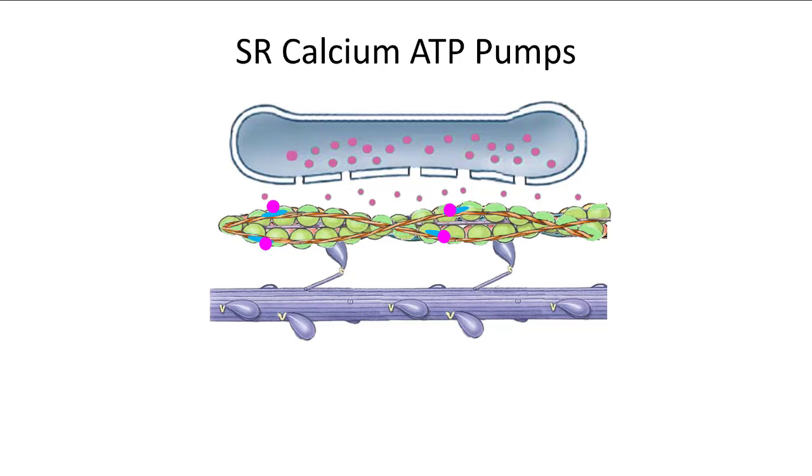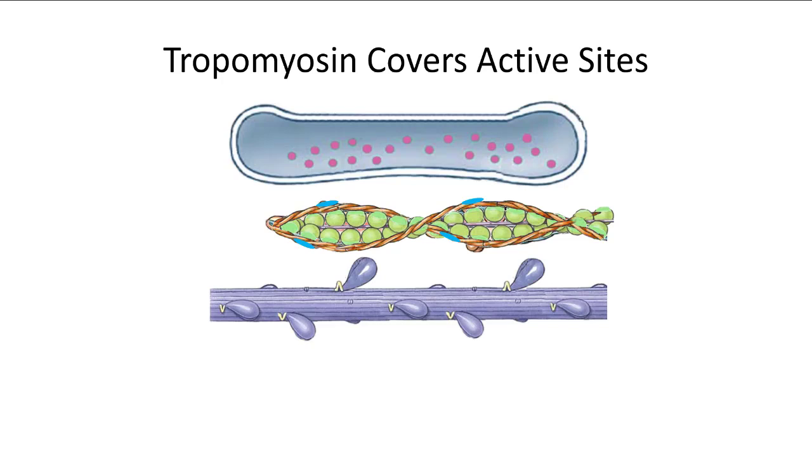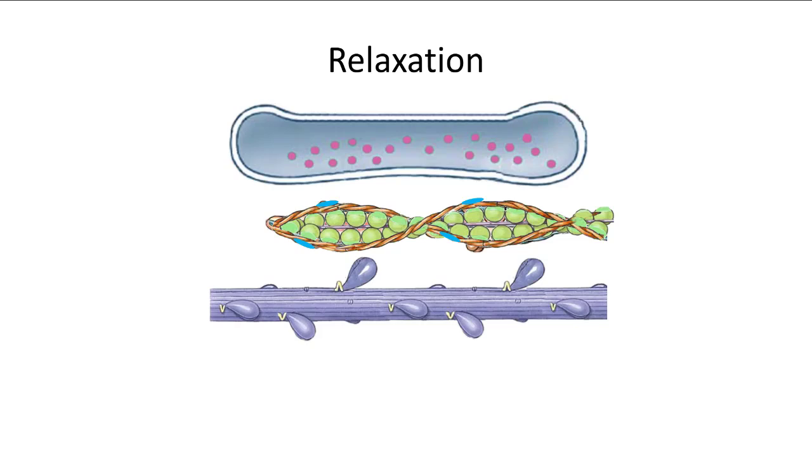Here we have the sarcoplasmic reticulum, which has calcium pumps. These pumps use ATP to suck up the cytosolic calcium. This creates a gradient that removes calcium away and off of troponin. When calcium moves off of troponin, it unbinds and tropomyosin covers up the active sites again, and now calcium is back in the sarcoplasmic reticulum. Active sites are covered up by tropomyosin, and myosin is reset, and the muscle is in its relaxed state.